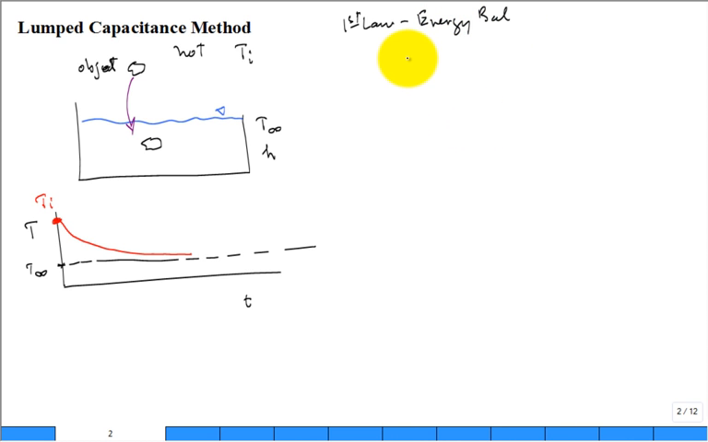So the energy balance says the rate of change of energy inside the system. What's our system? This little object. The rate of change of energy inside that system as a function of time can be expressed as the negative of Q going out via convection.